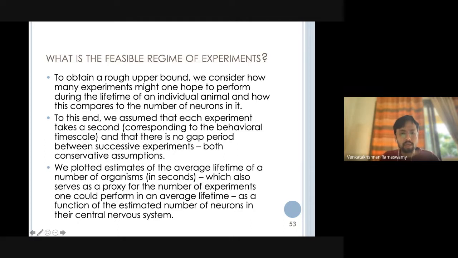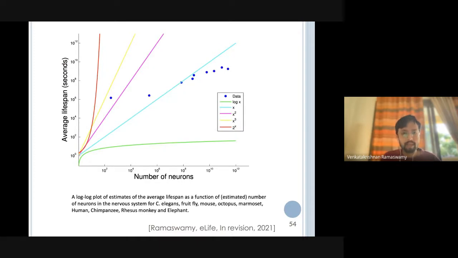Right? So what I did is plot estimates of the average lifetime of a number of organisms in seconds, which also serves as a proxy for the number of experiments one could perform in an average lifetime, as a function of the estimated number of neurons in their central nervous system. Right? So in other words, if an animal has n neurons, what function of n number of experiments could you do in the animal's lifetime? Right? And so here is a log plot of estimates of the average lifespan as a function of estimated number of neurons in the nervous system for C. elegans, fruit fly, mouse, octopus, marmoset, human, chimpanzee, rhesus monkey, and elephant. Right? So those are the blue dots.